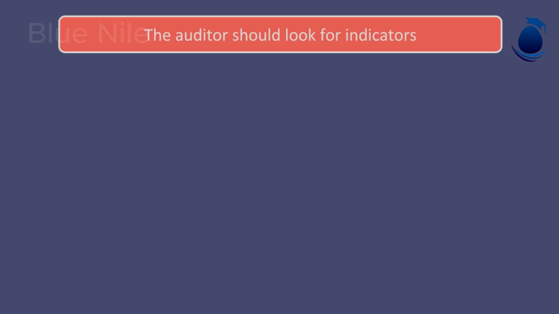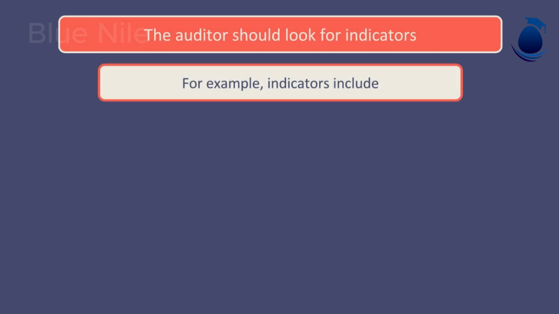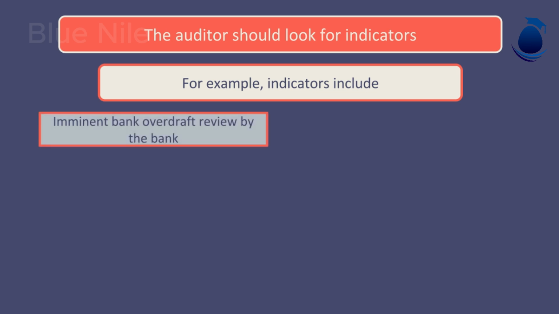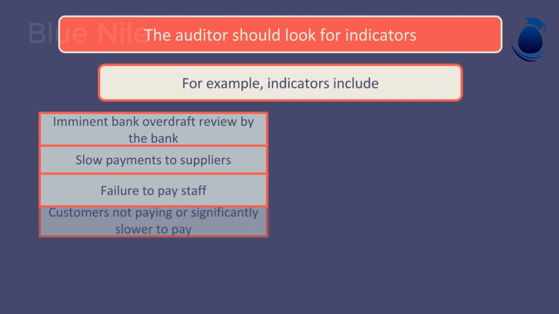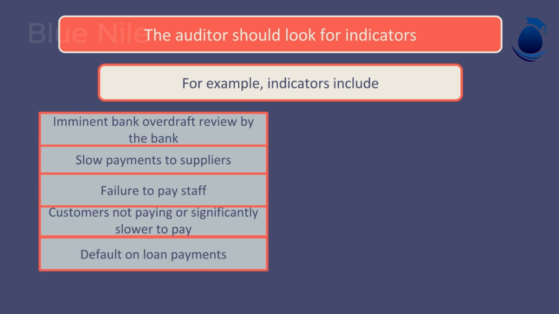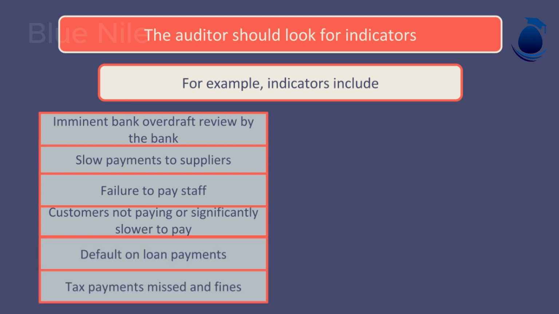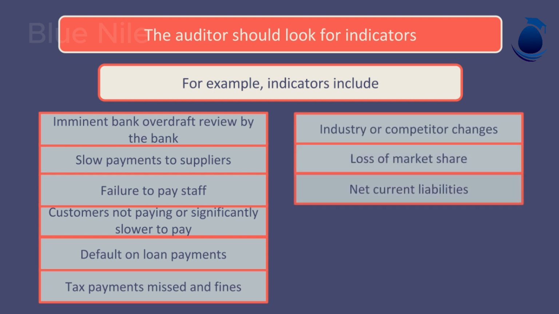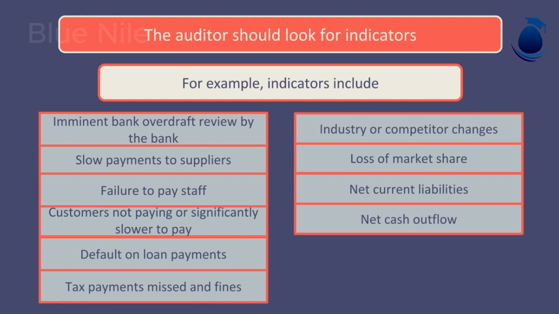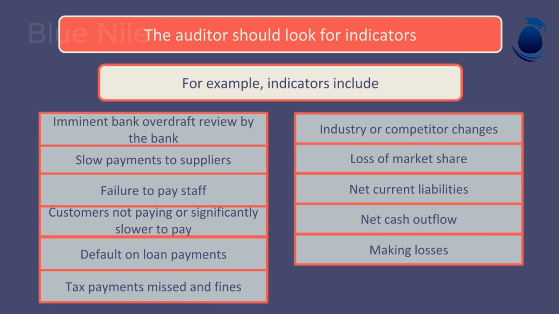The auditor should look for indicators of going concern problems. For example, indicators include imminent bank overdraft reviews by the bank, slow payments to suppliers, failure to pay staff, customers not paying or significantly slower to pay, defaults on loan payments, tax payments missed and fines, industry or competitor changes, loss of market share, net current liabilities, net cash outflow, and making losses.